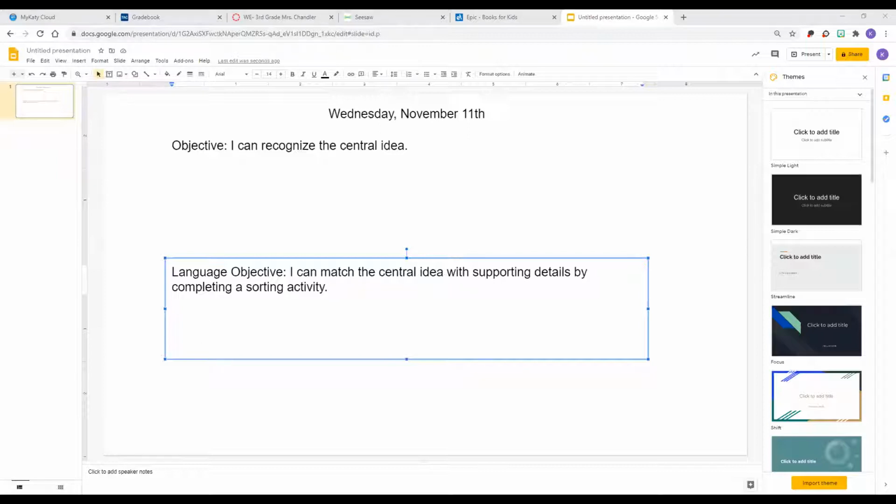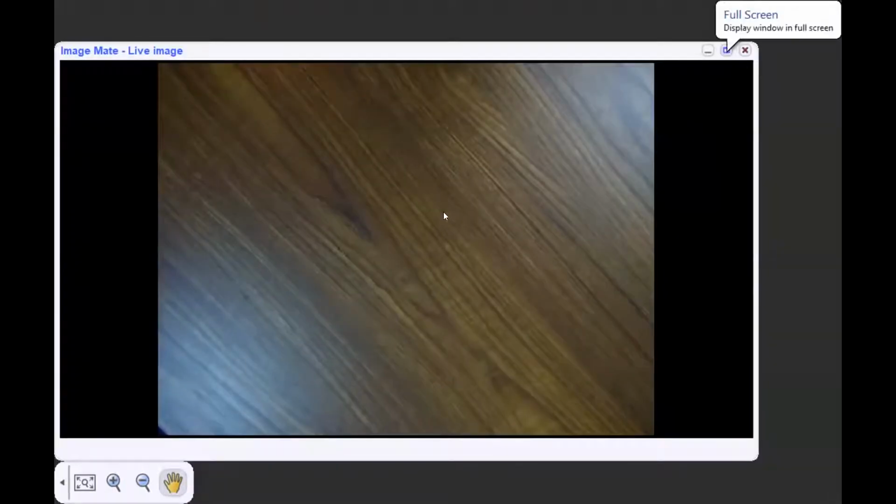So that is our main focus today for reading, looking at those supporting details and finding out what the supporting details are that really help me understand what the central idea is, okay? So we are going to use our Hippo book that we just read.